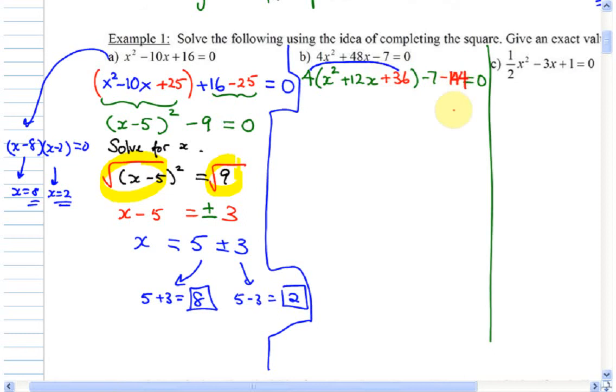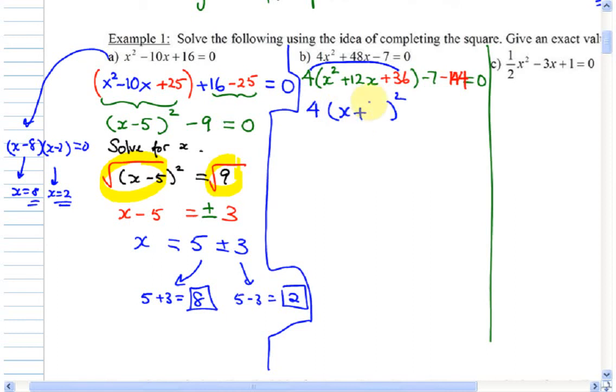Yes, bring out your erasers. Okay. Be careful there. Don't forget the 4 in front makes a difference. So let's continue on trying to simplify this. We'll simplify that trinomial. That will become x plus what number all squared?